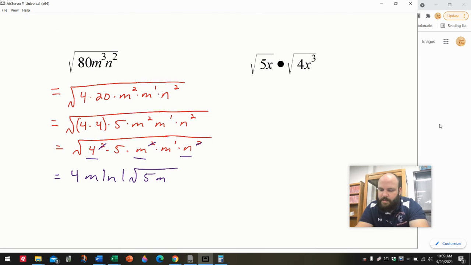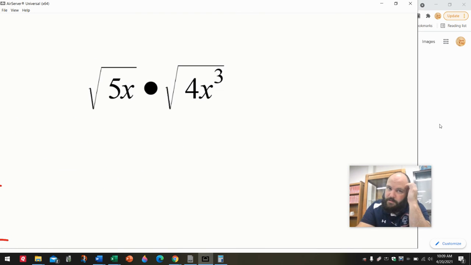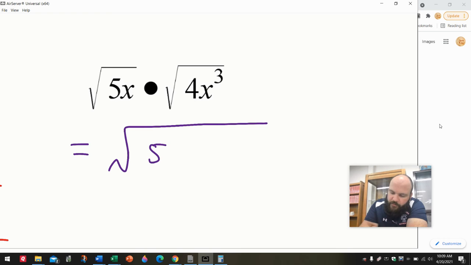I'll show you a couple more examples here. Let's look at this one. So this one, we have the square root of 5x times the square root of 4x to the third. Now what you would actually want to do here first is get everything combined into one square root. So we will start with that, and we will have 5 times 4 times x to the third.